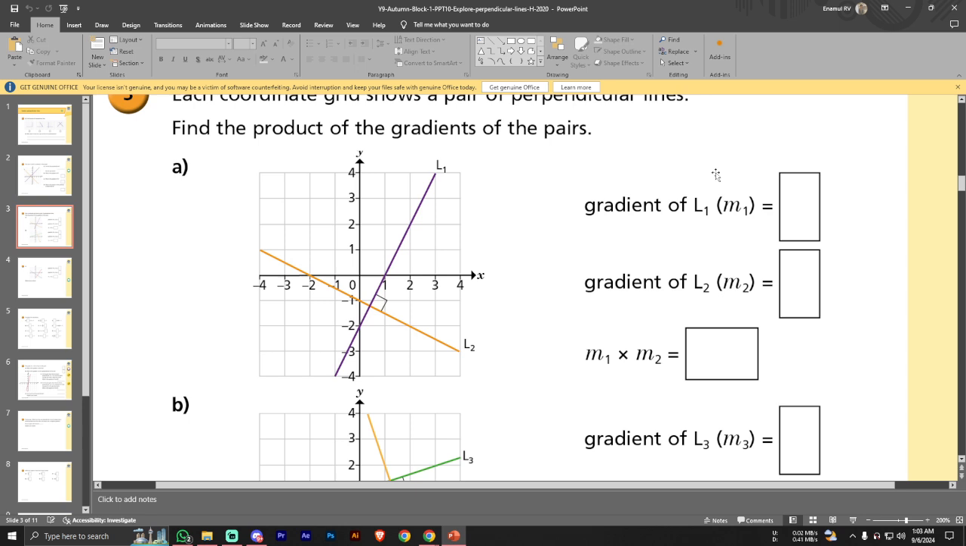Now I have to put it in the formula. So y2 is 4, y1 is 2. x2 is 3. x1 is 2. Equals 2. The gradient is 2, sir. Okay, let me just check. 2 minus 2.